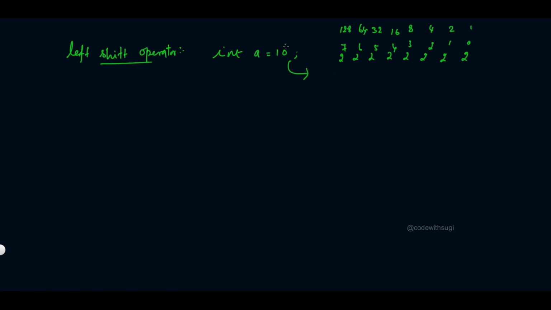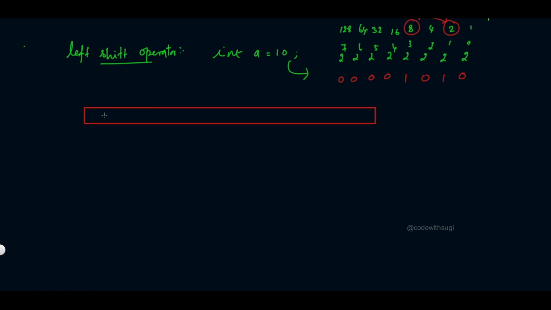Now we have to achieve 10. So 10, 8 plus 2 is 10, right? So this 8 plus 2 is 10, right? So in these places you have to put 1, right? Other than that we have to say 0. Now we got a binary value for 10. Now I'm going to write these values here: 0, 0, 0, 0, 1, 0, 1, 0. Okay, let's consider we have these 8 bits like this.